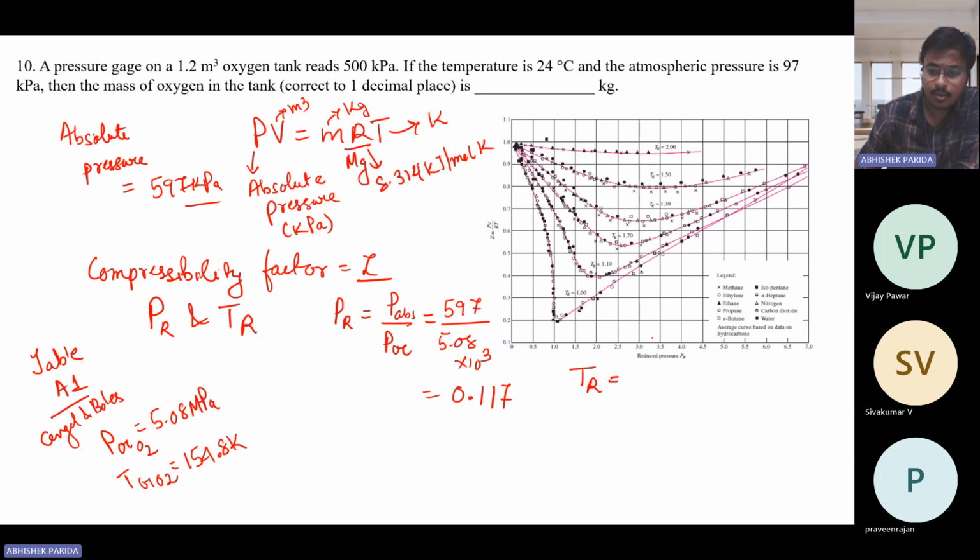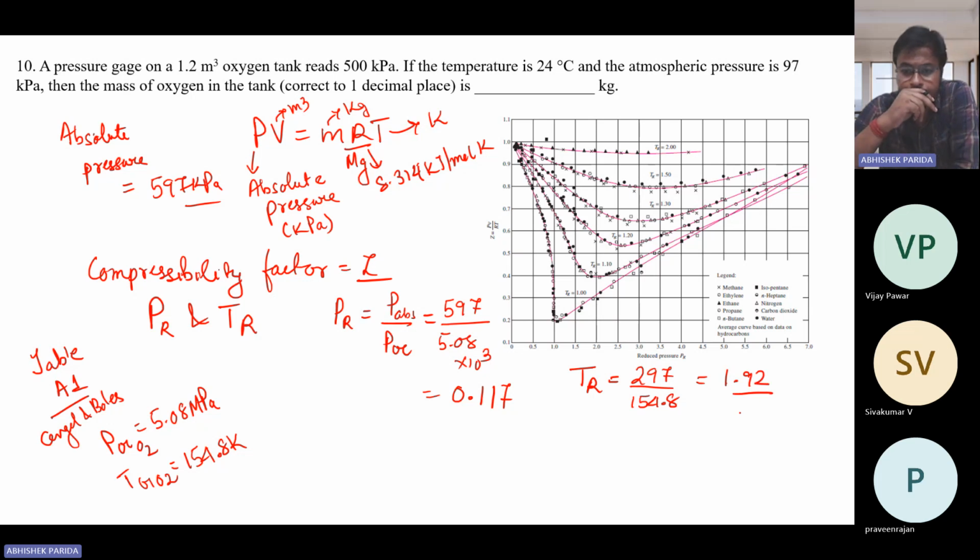It is 273. Temperature 1.94. Reduced temperature. Okay. 154.8. Getting 1.92.